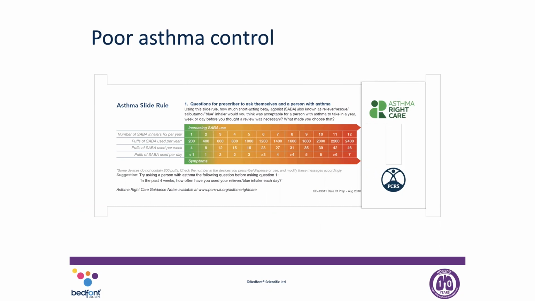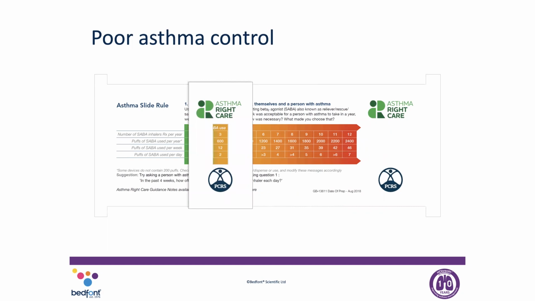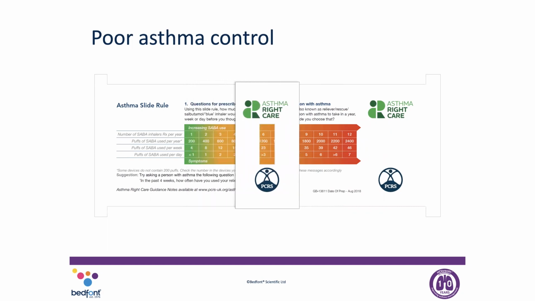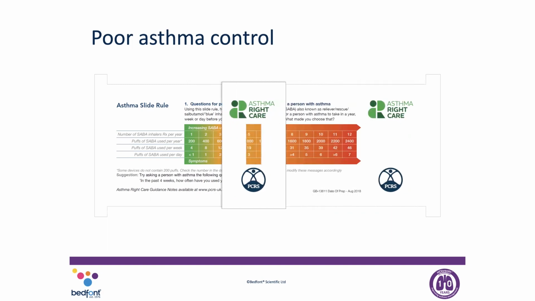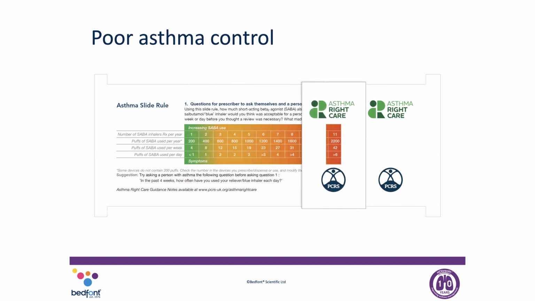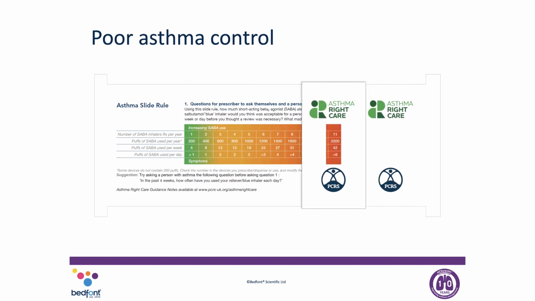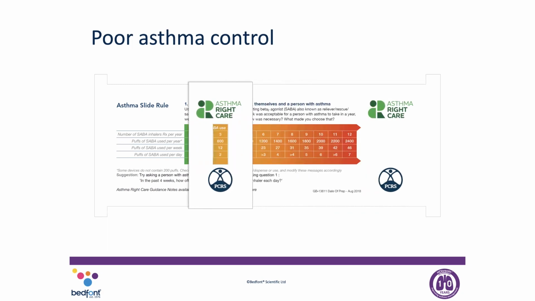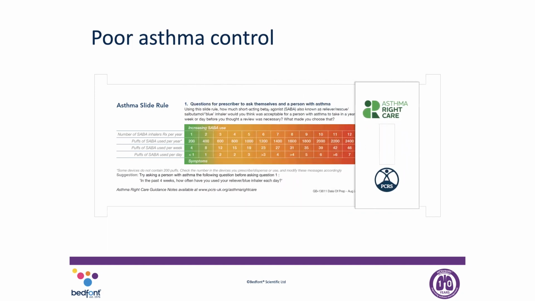But this is an additional tool that I find really helpful. This is the Asthma Right Care slide rule. It's very easy to glance at a patient's prescribing history and to see that they've had, say, 8 salbutamol inhalers in the last year and think, well, 8, that's not that many. What this slide rule does is it really helpfully breaks down the number of inhalers in the last year to the number of puffs in the last year to the number of puffs in the last week to how many puffs of salbutamol that patient must be using every day.